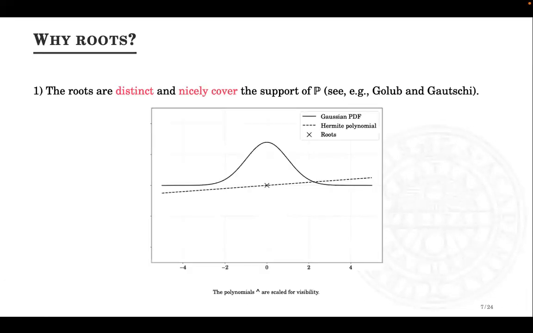Informally speaking, the roots of the orthogonal polynomial have a very nice property. Essentially they can nicely cover the support of your probability measure.